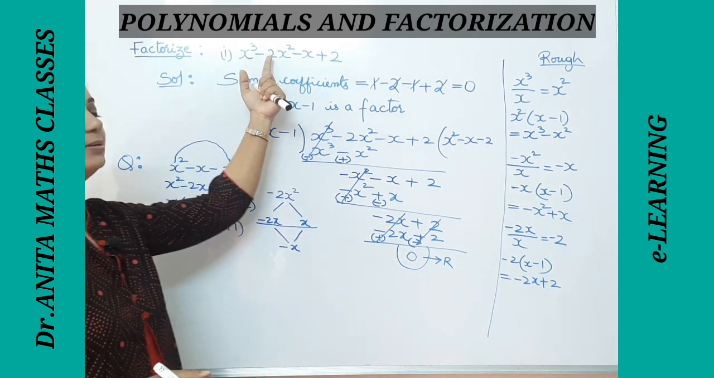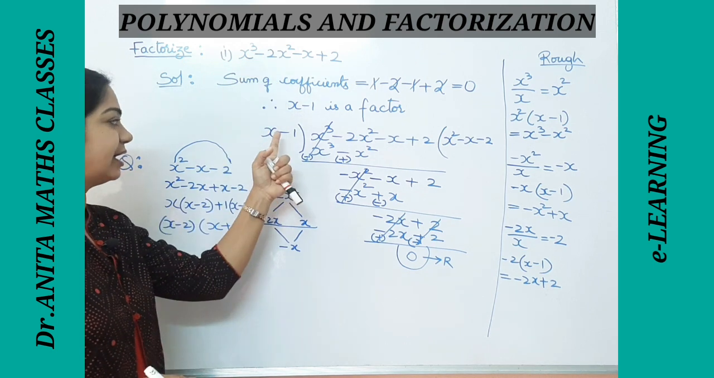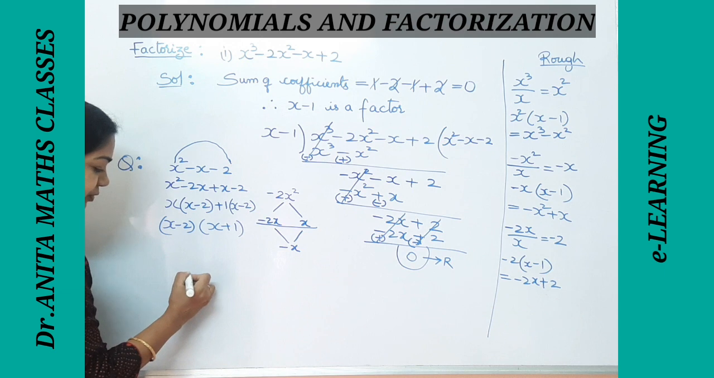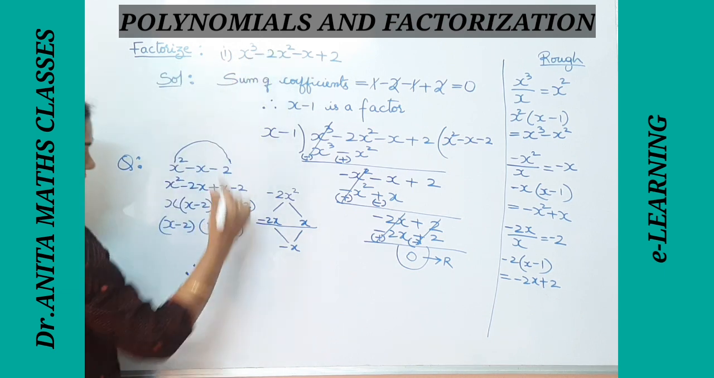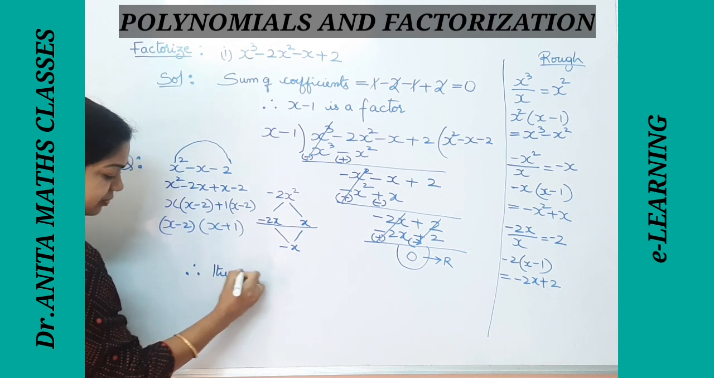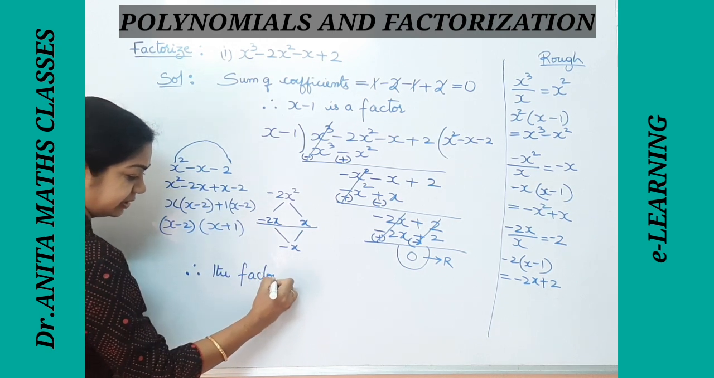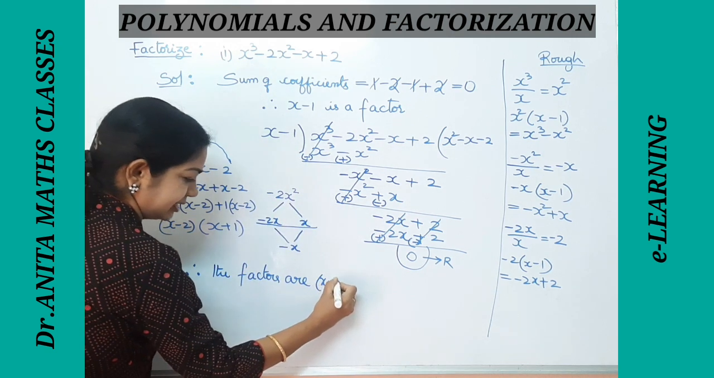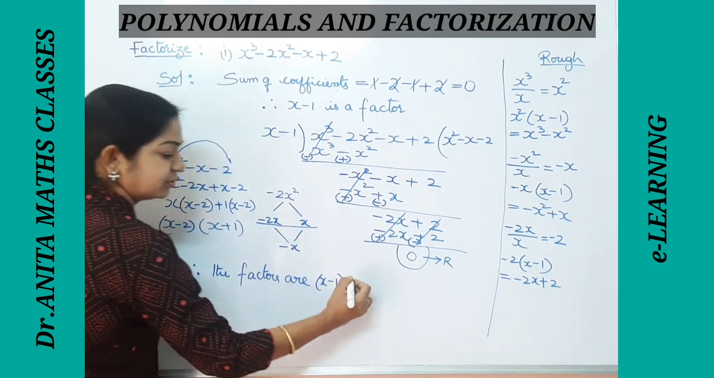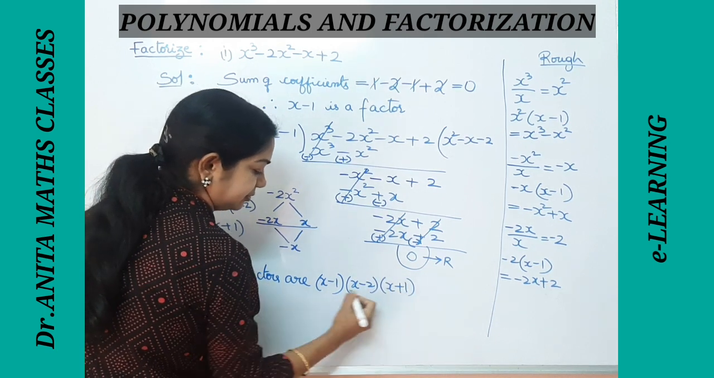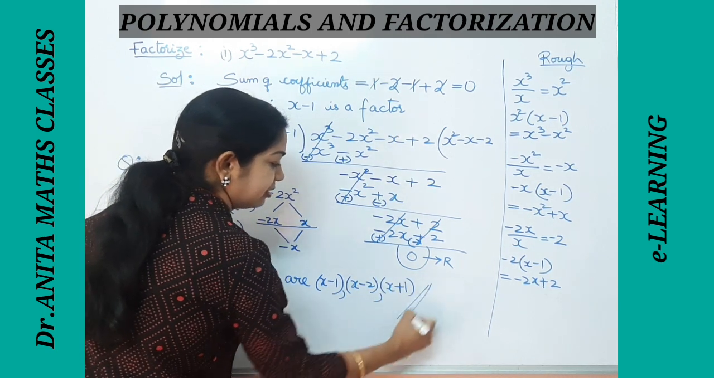But the factors of the cubic equation are x minus 1 as well as these two. So therefore, we have to write all the factors: x minus 1 here, then these two, x minus 2 and x plus 1, right? These are the final factors.